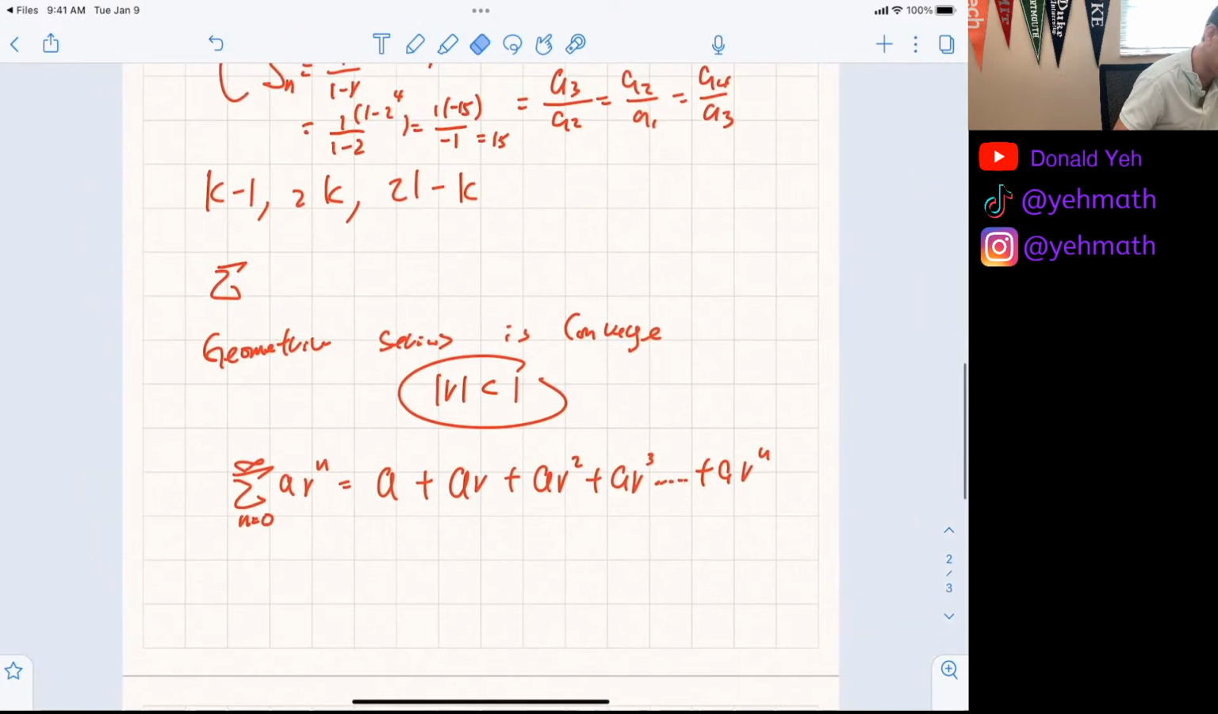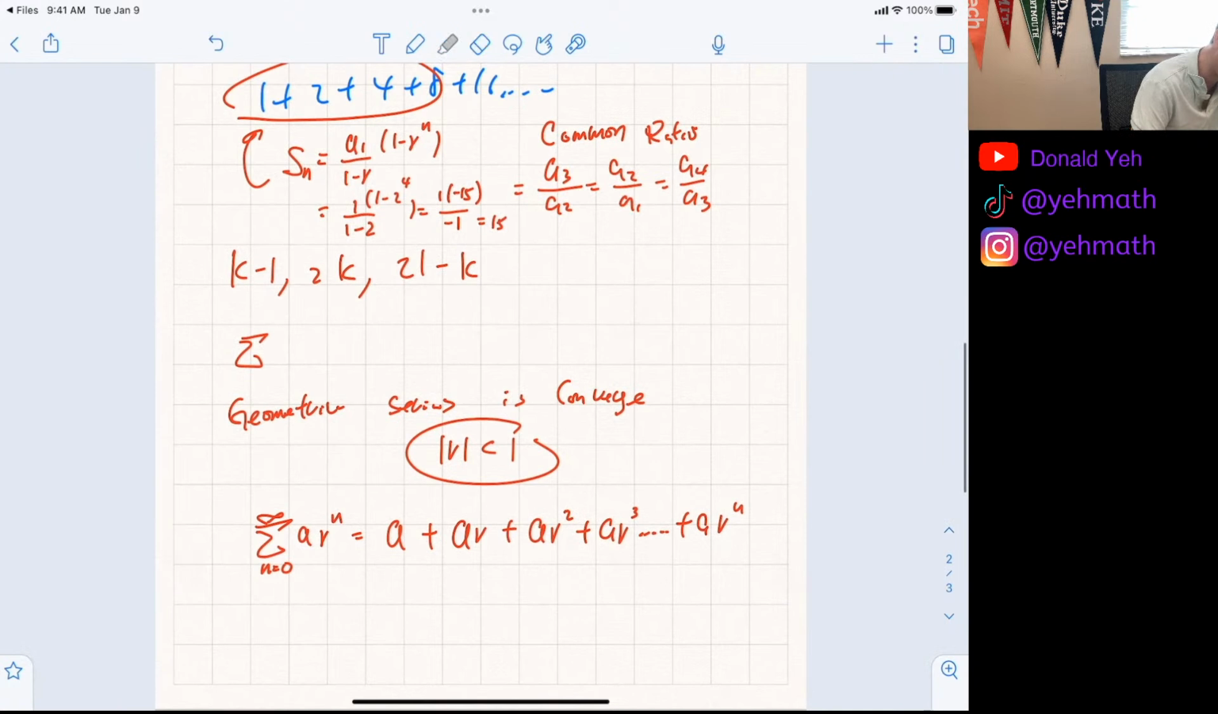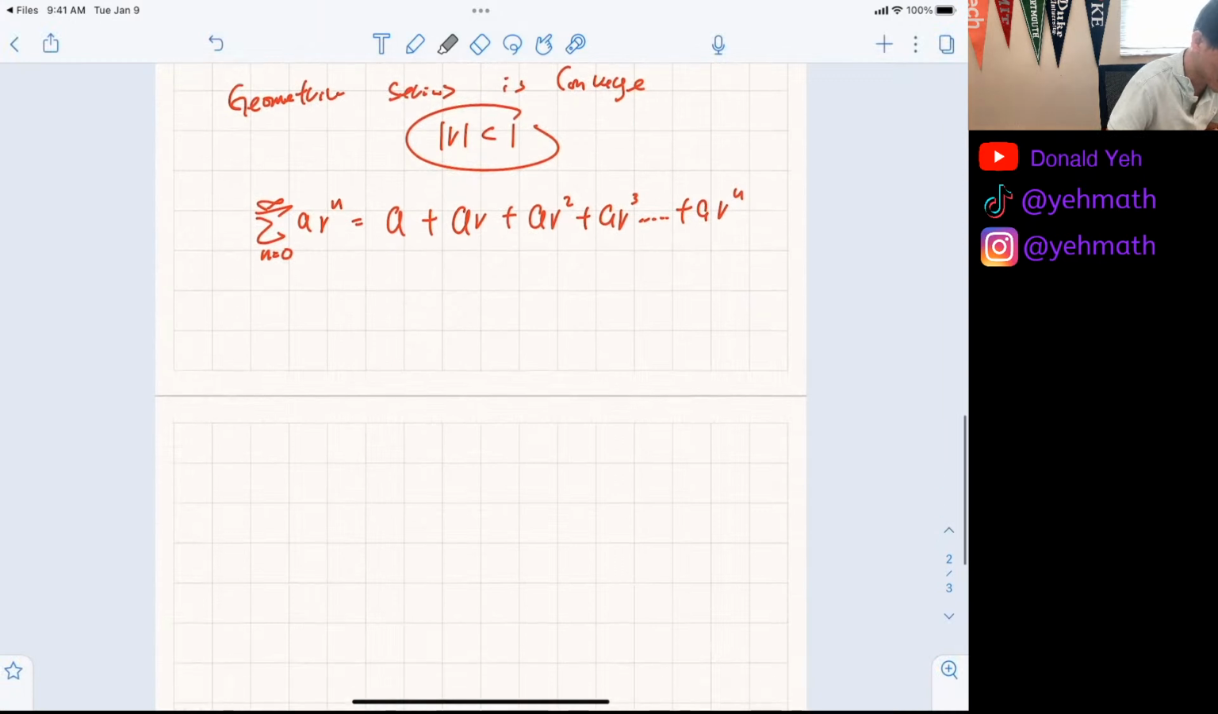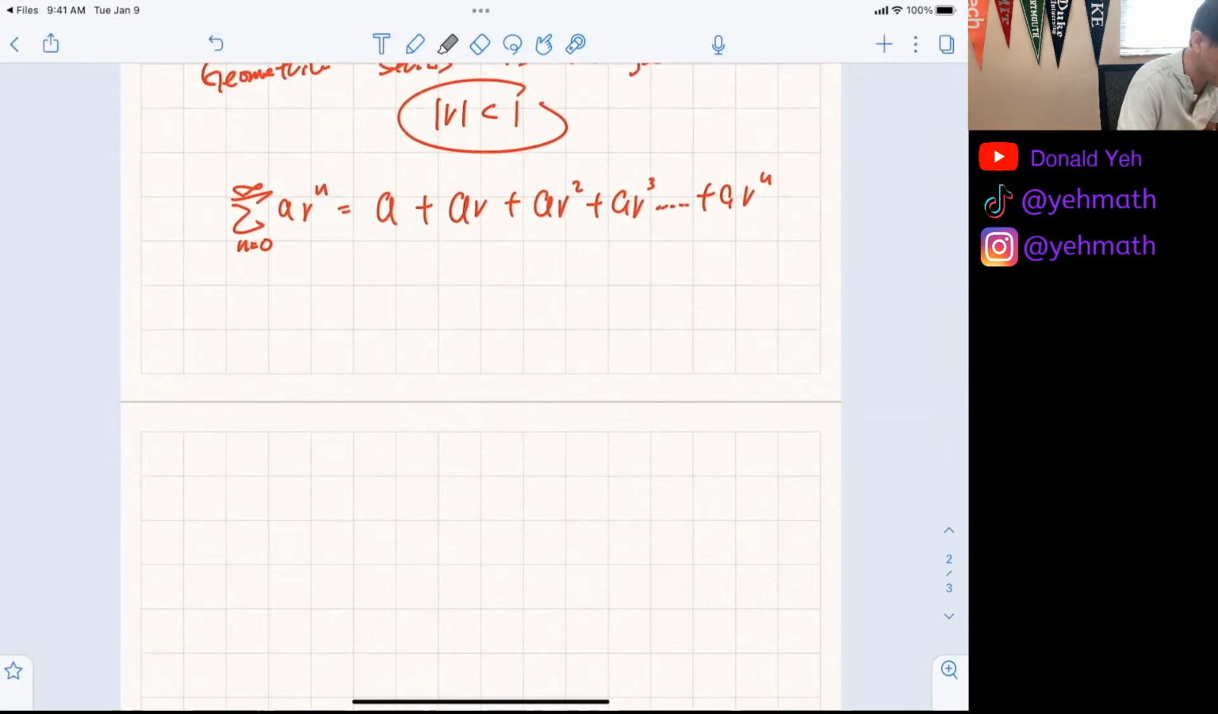Oh, the formula is this formula. So if the absolute value of r is less than 1, then it converges. But what do they converge to? That's the question. It turns out in algebra 2, you also learn something called infinite geometric series. So what is an infinite geometric series?